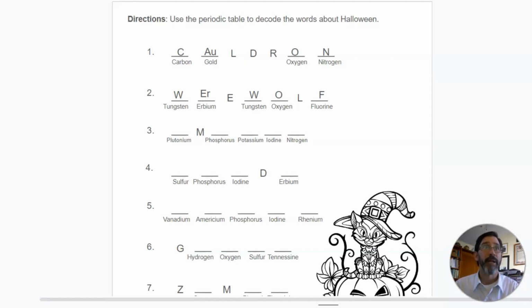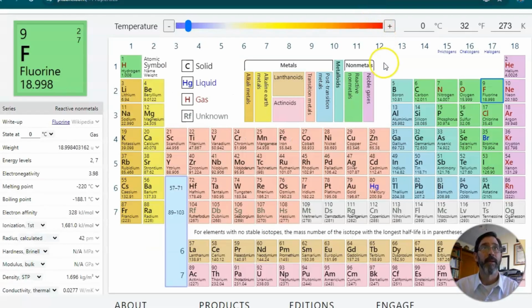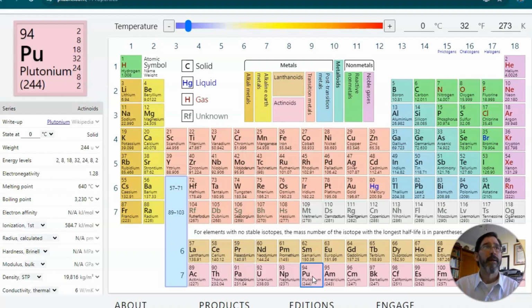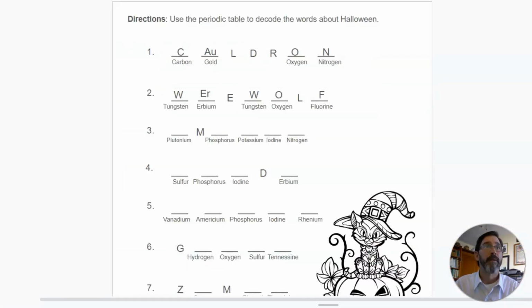Moving on to number 3, the first element to find is plutonium. Plutonium is in the actinides. It's number 94. Capital P, lowercase u. Plutonium. Place a capital P with lowercase u above plutonium.